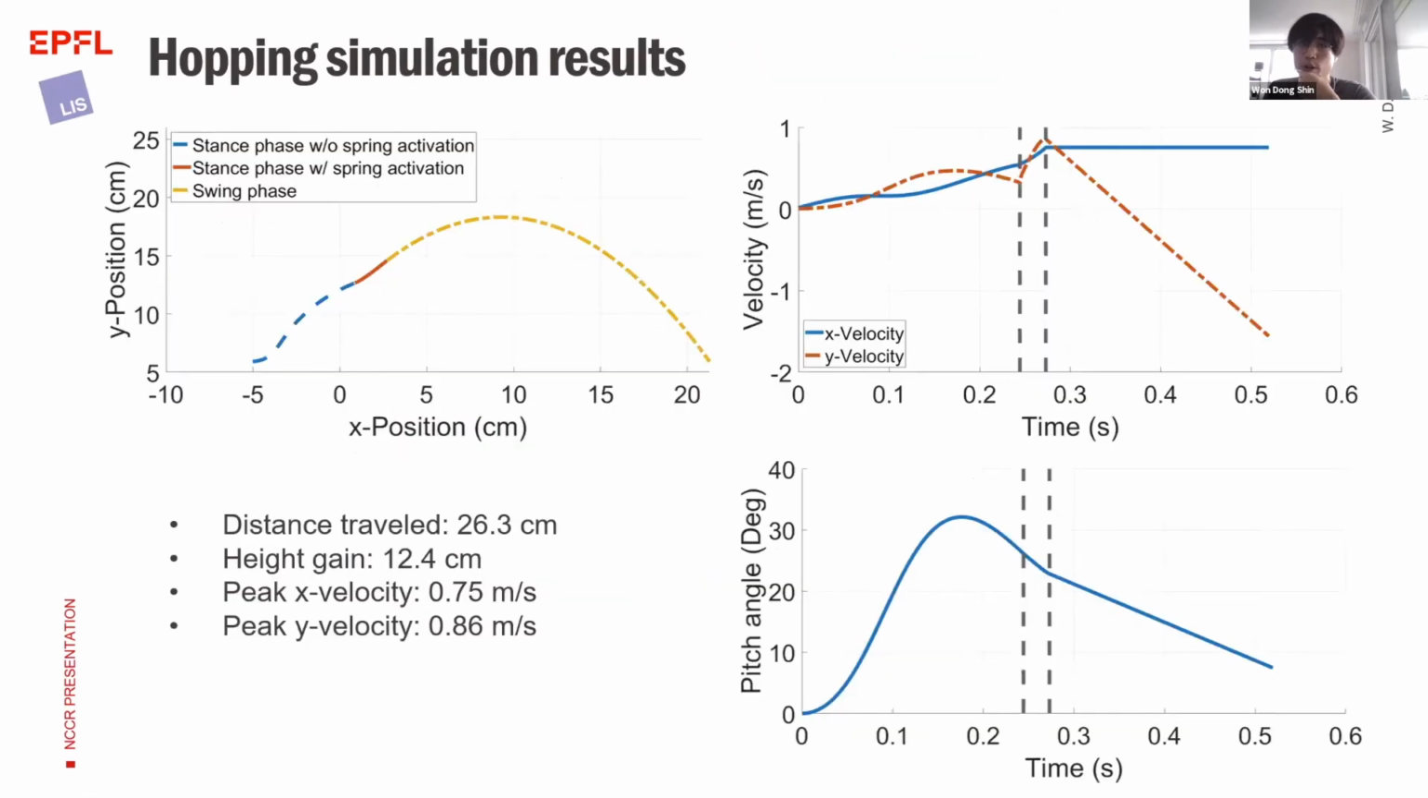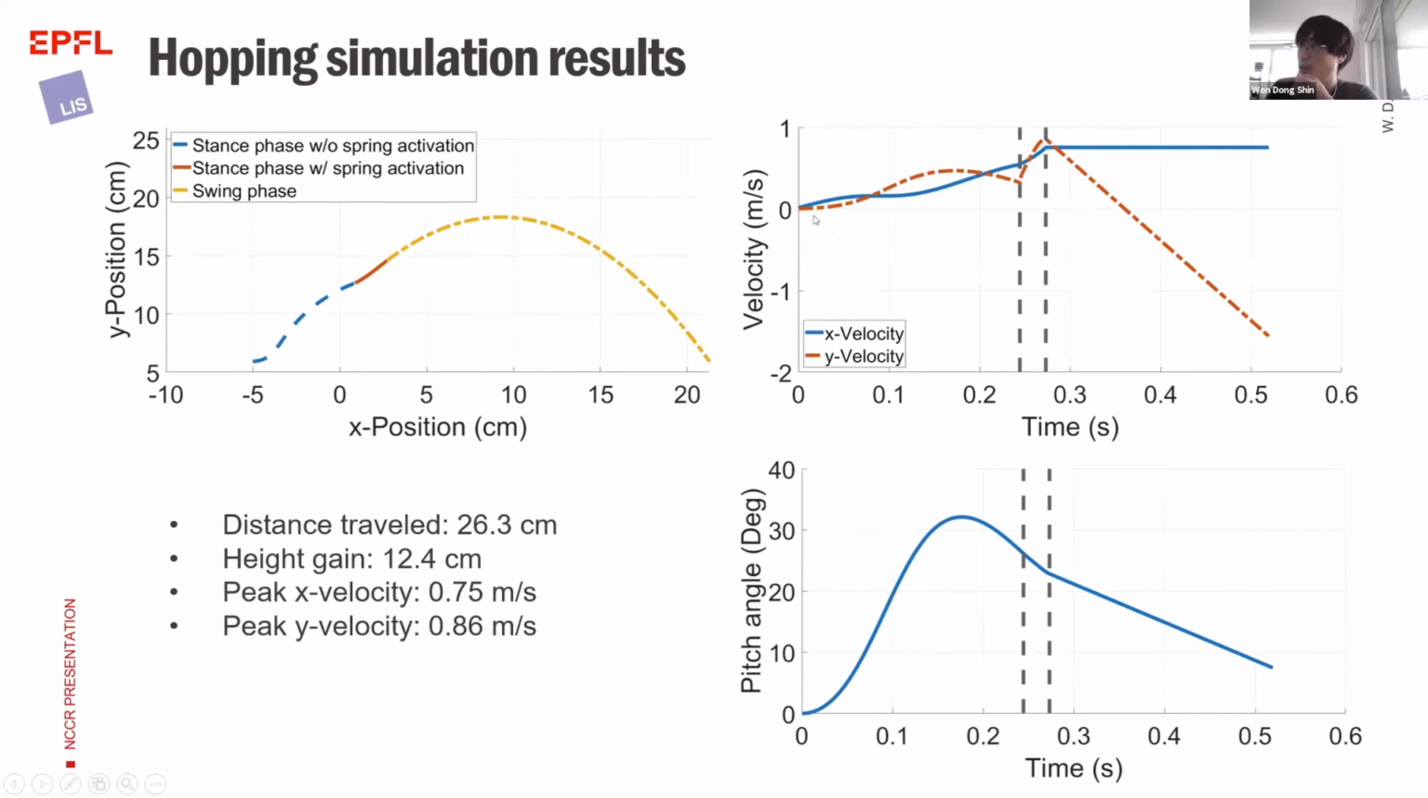So with the model I have, we simulated the performance in terms of trajectory, velocity, and pitch angle. You can see here that the blue dashed line is without the spring activation, and the red line is with spring activation, and this dashed line in orange is the swing phase. So we observed that the distance traveled was 26.3 centimeters, and the height gain was from this point to here, the maximum height was 12.4 centimeters.